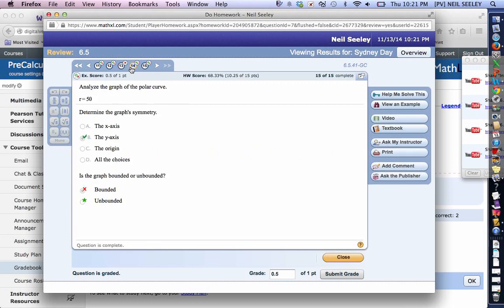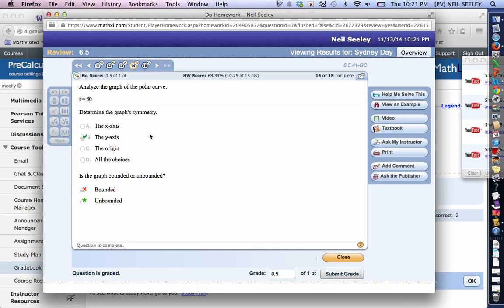14. This is analyze the graph of the polar curve r equals 5 theta. As theta goes along, your radius is always going to be 5 times that particular theta value.